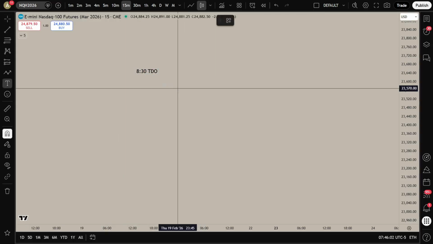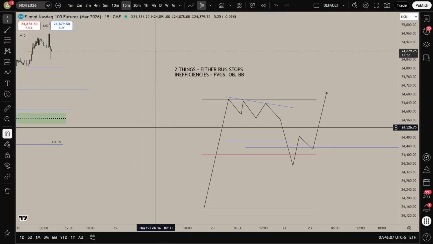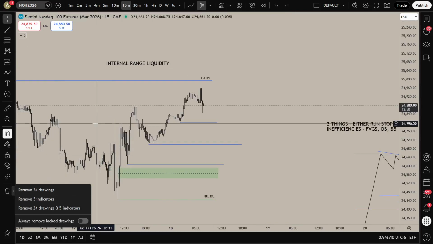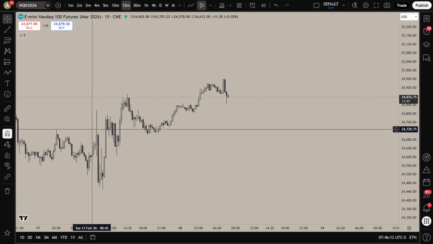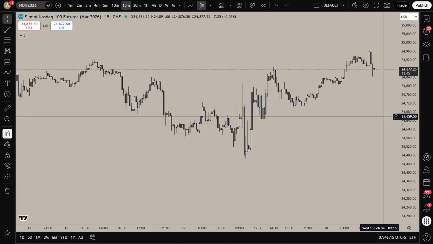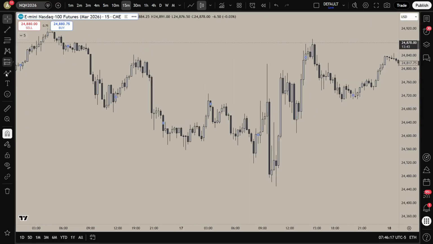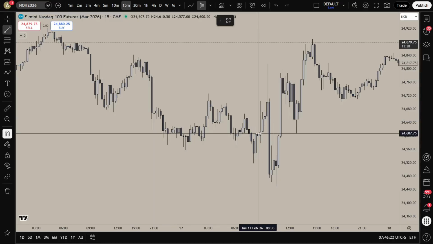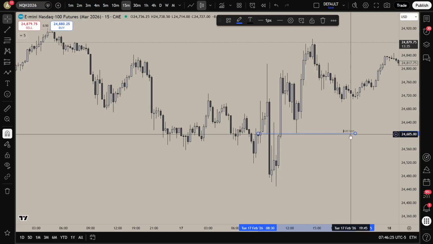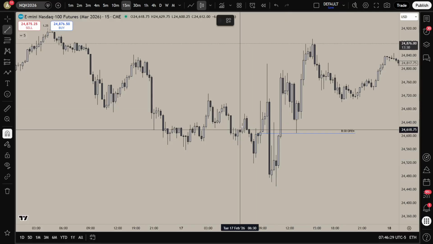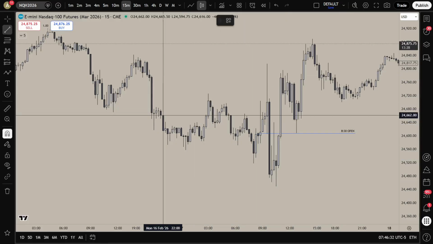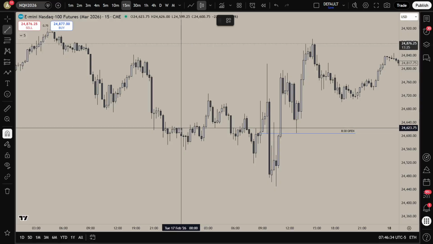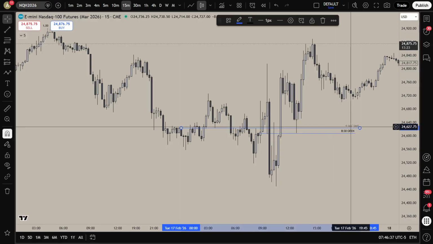So 8:30 and TDO is 8:30 open, which is the opening price of the 8:30 candle. I want to show you what happened yesterday. I'm going to remove all the drawings right now, and let us focus on what happened yesterday, right? This is the trade I took, and you can see this is the 8:30 candle, this is the 8:30 open, right? And what was the, I would say, midnight open? This will be considered as the midnight open, right?